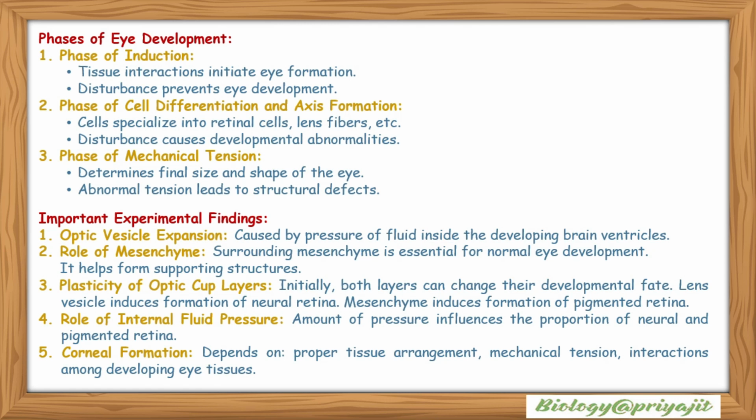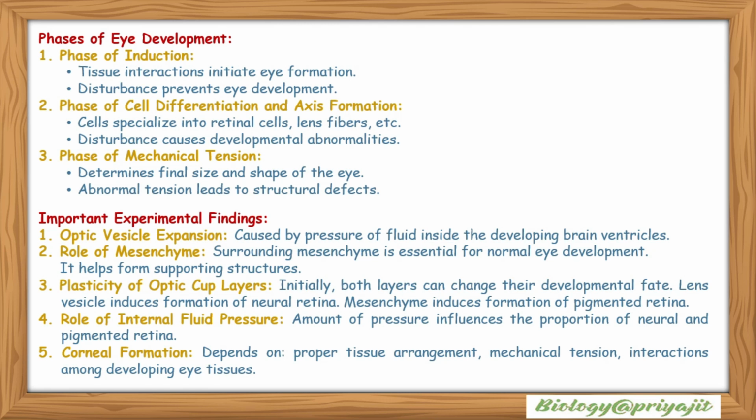Important experimental finding: optic vesicle expansion is caused by pressure of fluid inside the developing brain ventricles. Role of mesenchyme. Surrounding mesenchyme is essential for normal eye development. It helps form supporting structures. Plasticity of optic cup layers. Initially, both layers of the optic cup can change their developmental fate. Lens vesicle induces formation of neural retina. Mesenchyme induces formation of pigmented retina.